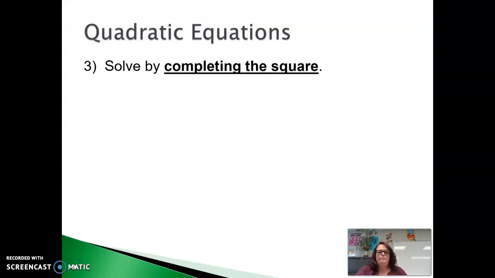All right, so the third method that we have for solving a quadratic equation is completing the square. And so completing the square, we're going to start with the same problem that we did on the previous slide. And so we should know the final answer. We found this already, so we're going to try it a different way.